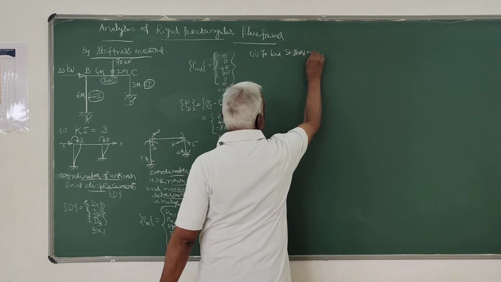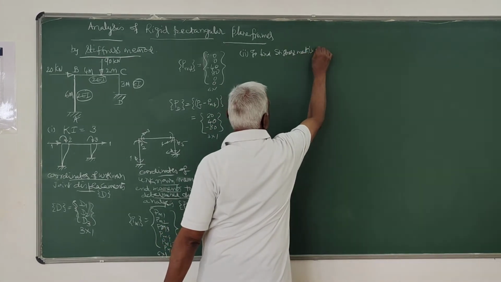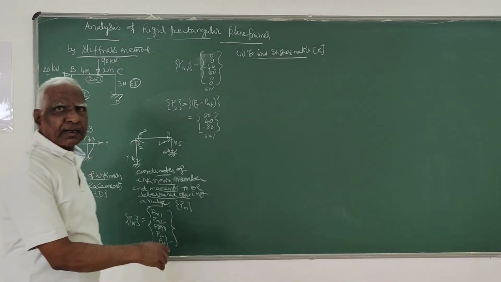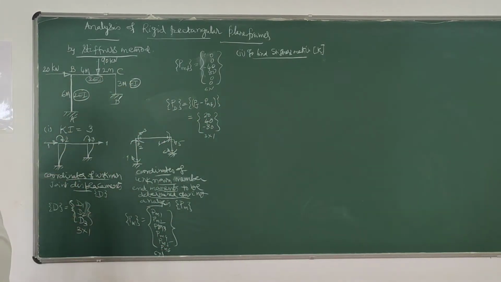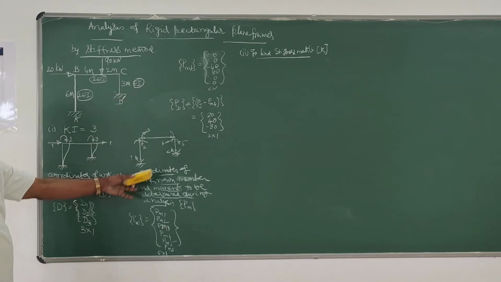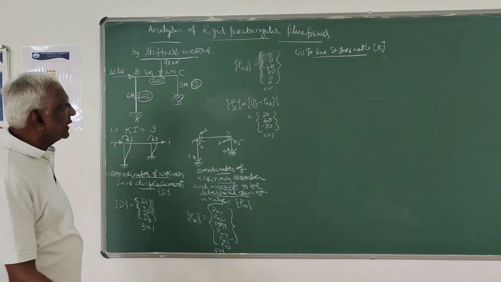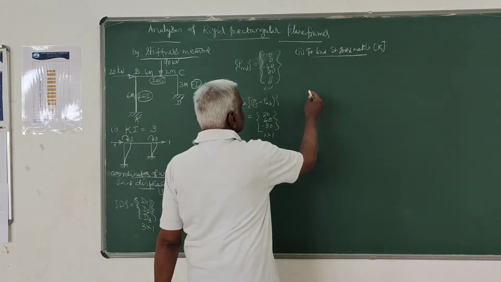Stiffness matrix K. This is an important step which actually involves our calculation. This is of course self-explanatory, easily you can do it, but only K computation is the main exercise.